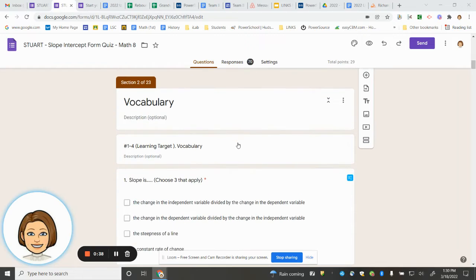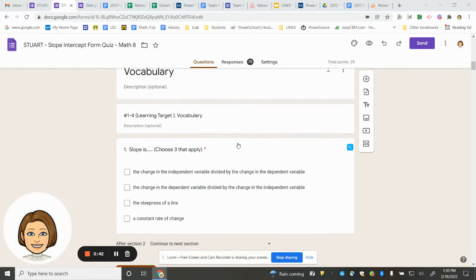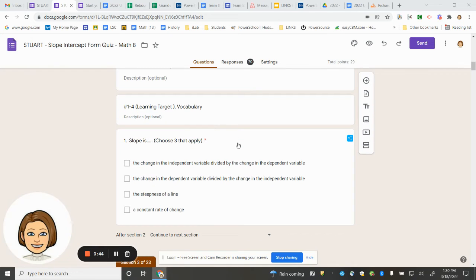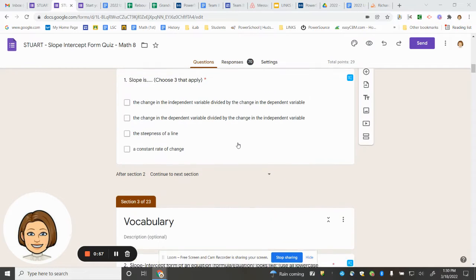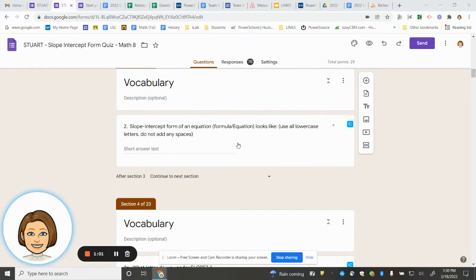The first section is vocabulary. Number 1, slope is the change in the independent variable divided by the change in the dependent variable, the change in the dependent variable divided by the change in the independent variable, the steepness of a line, a constant rate of change. Number 2, slope-intercept form of an equation, or the formula, looks like what? So write the equation for slope-intercept form.